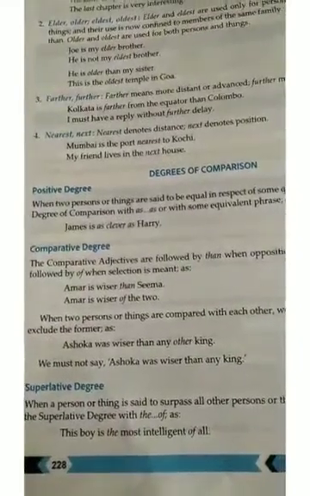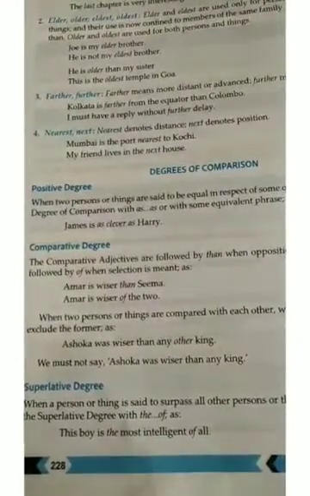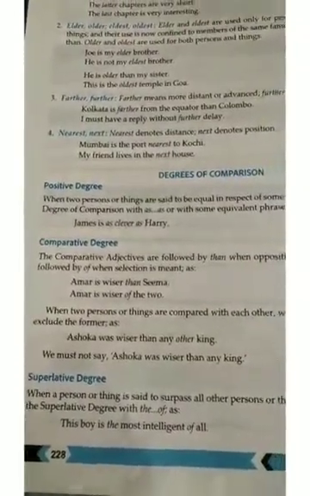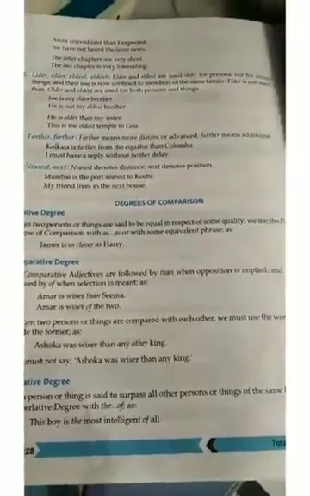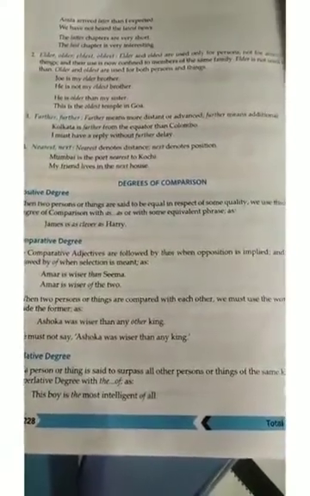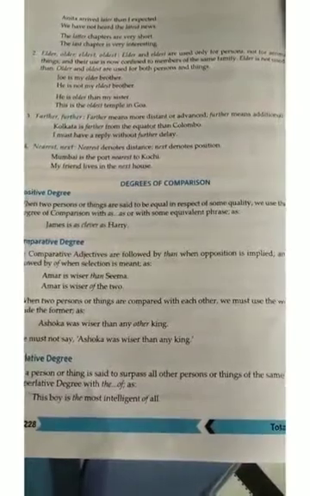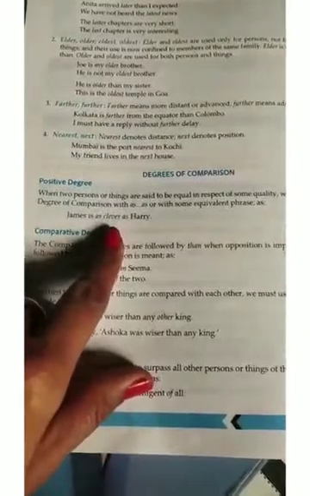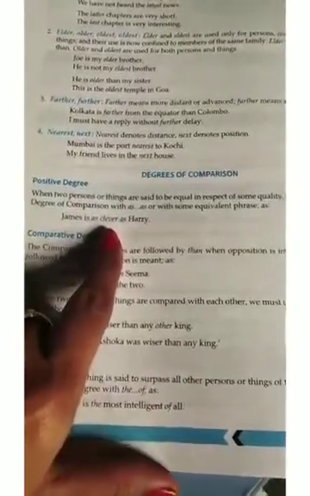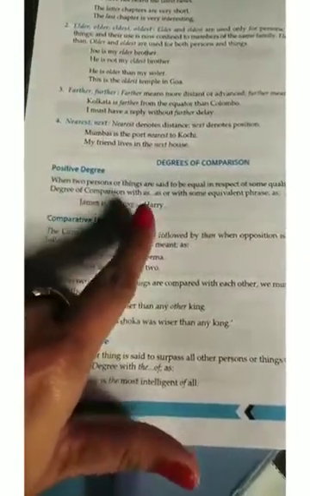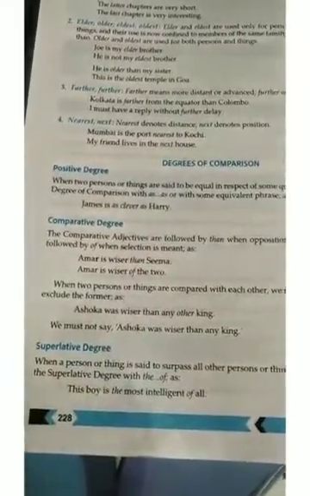Now we have degrees of comparison. First, positive degree. In positive degree, if two persons or things are said to be equal in respect of some quality, we use the positive degree of comparison with as. Like, Sham is as nice as his brother. So, in positive degree, we don't compare by using other degrees like wise, wiser, wisest, clever, cleverer, cleverest. So, we use as clever as.